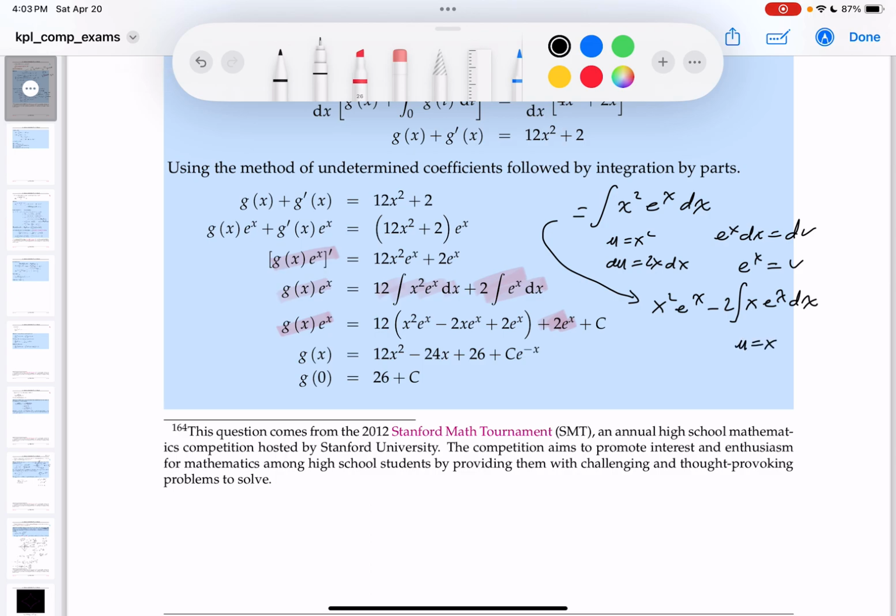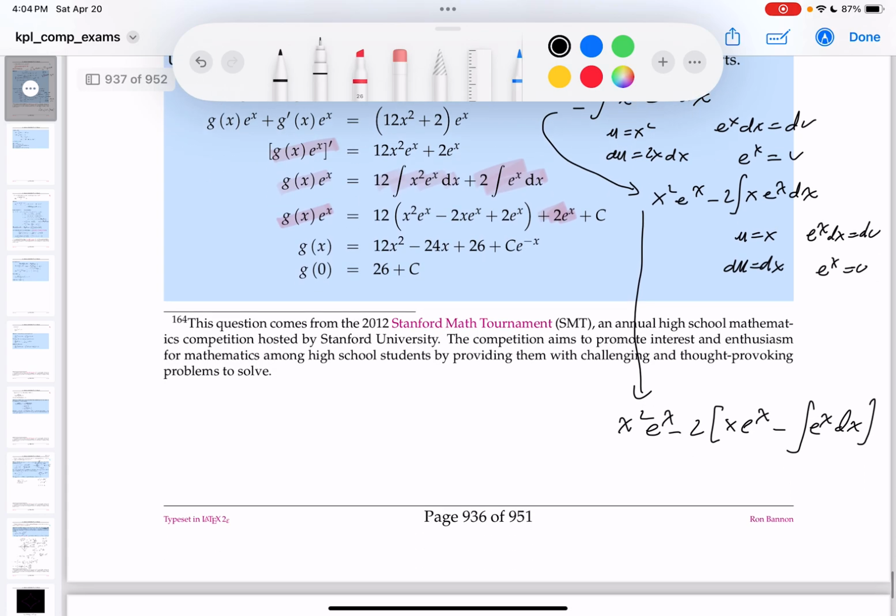So u equals x, du is equal to dx, and then I'm left with e to the x dx equals dv, e to the x equals v. I think I can do this now. Again, it takes work. You get x squared e to the x minus 2, let's see what you get there, you get x e to the x. Then you're going to get minus the integral of e to the x dx. All right, I can finally pull it off now. You get x squared e to the x minus 2x e to the x, let's see, plus 2 e to the x.